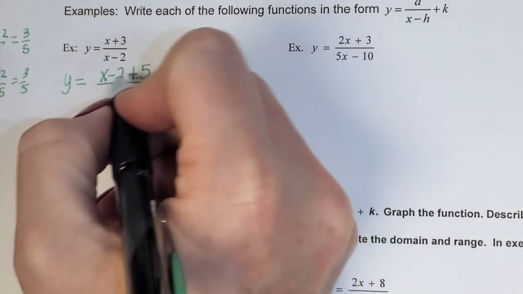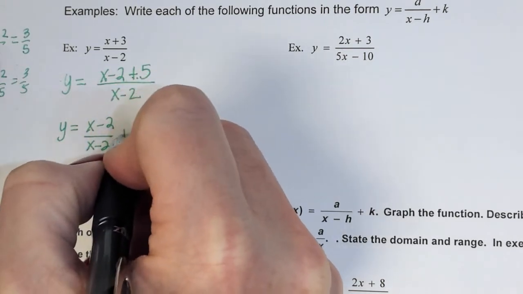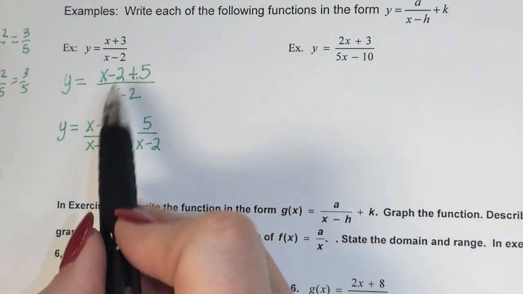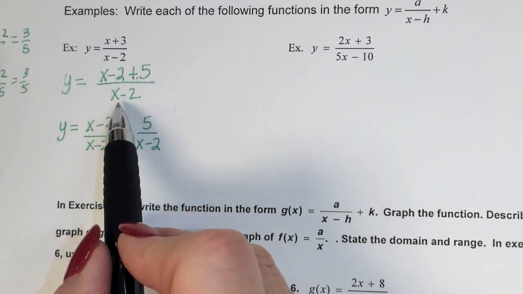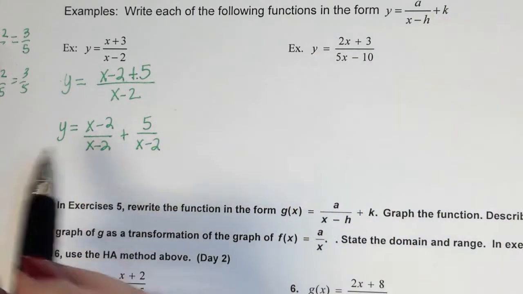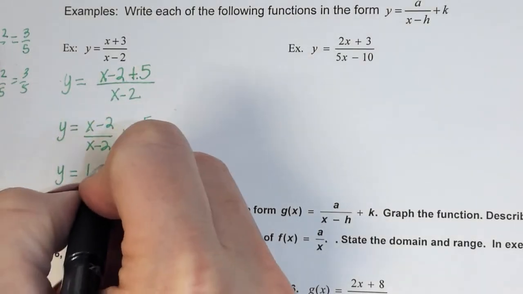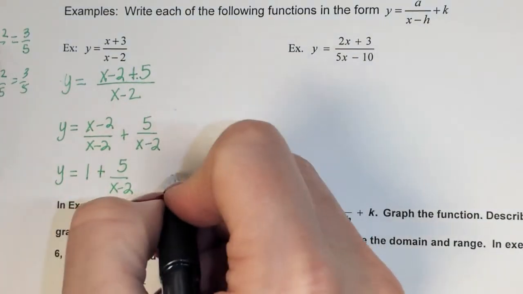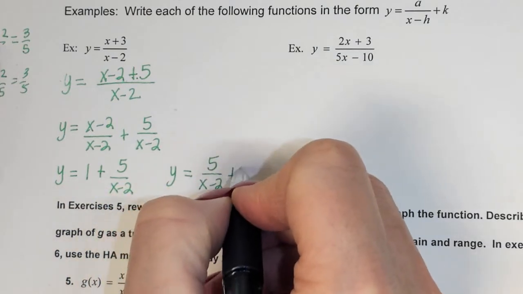So I'm allowed to write it that way. Now I can split it apart. I can put x minus 2 all over x minus 2 plus 5 over x minus 2. See, I can split it up however I want. I could have just put x over this and 2 over this and 5 over this, but it's better this way because I'm trying to get a k value. So now if I have x minus 2 over x minus 2, that's just going to be 1. So now finally getting it into that form, it's going to be y equals 5 over x minus 2 plus 1.